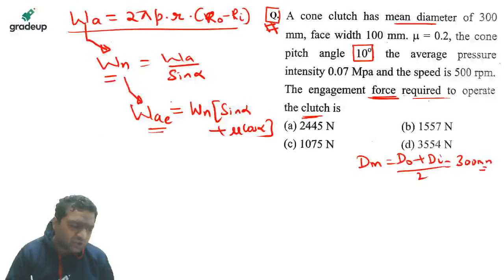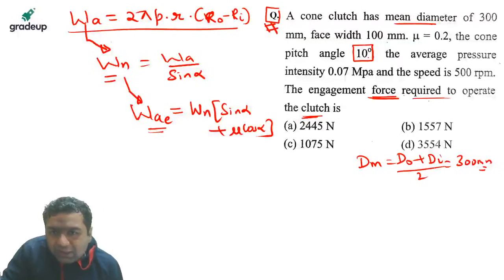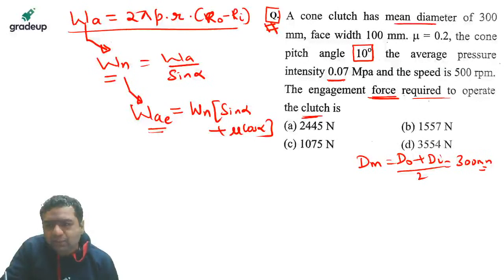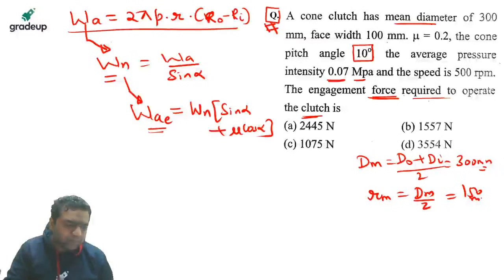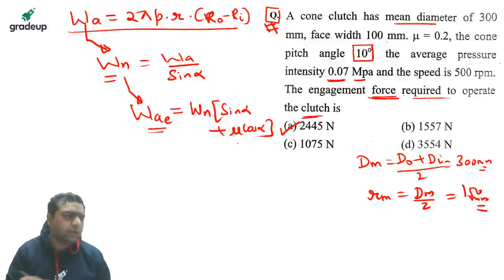And guys, once you will be calculating it, P into R, if you want to see what is P into R. It is already mentioned that pressure intensity is 0.07 MPa. This is P, and you can find out the R to be R mean. R mean will be D mean by 2. It will be 150 mm. Okay, yes. So by putting these values, you will be getting 2445 Newton.